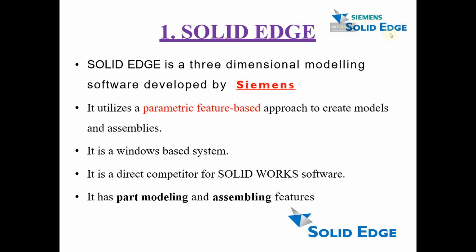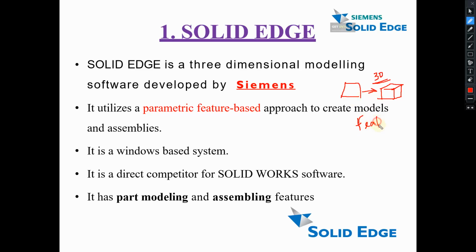Solid Edge is manufactured by the company Siemens, and it is a three-dimensional modeling software. It means we can create a three-dimensional model. So how can we create a three-dimensional model? First we draw a two-dimensional sketch, and then we go to the three-dimensional workbench or the workspace to convert this two-dimensional figure into a three-dimensional geometry by using certain options. Options, or we can say features.